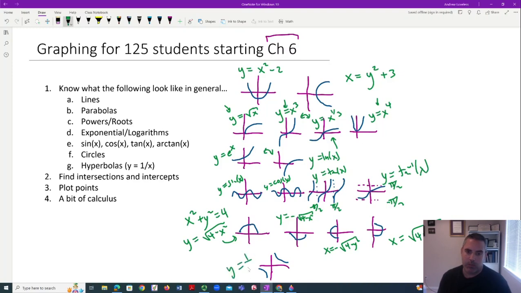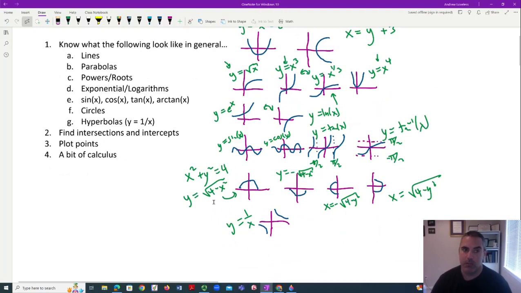And then finally this hyperbola that looks like this. If it's an x squared, it looks pretty similar. It's just positive on both sides.